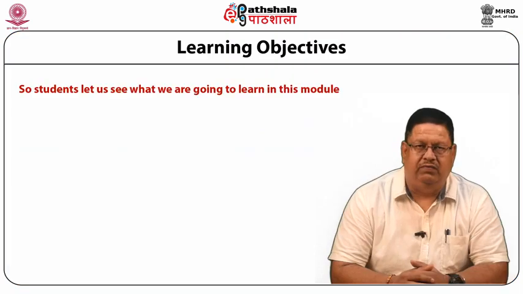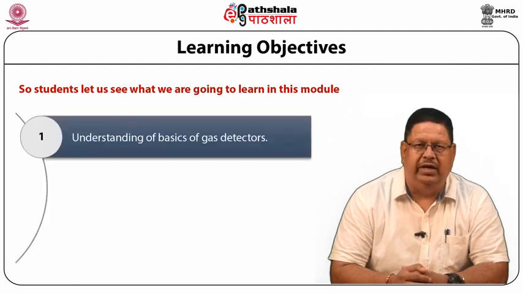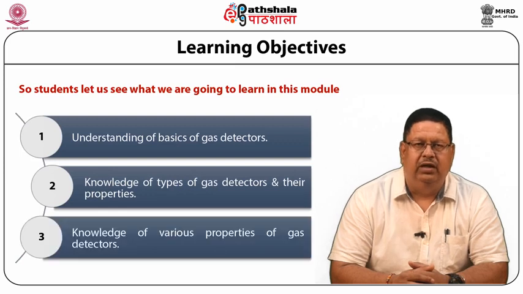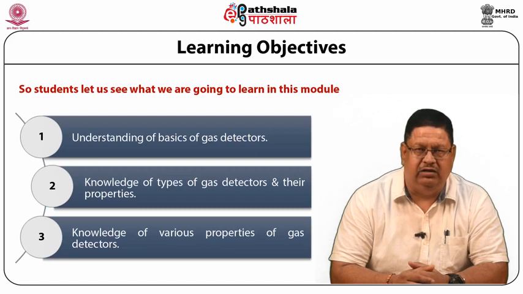Today we are going to talk on module Radiation Detector Part 6 under the paper Nuclear and Particle Physics. After completing this module, the students will be able to learn number 1, understanding of basics of gas detectors, number 2, knowledge of types of gas detectors and their properties, and number 3, knowledge of various properties of gas detectors.